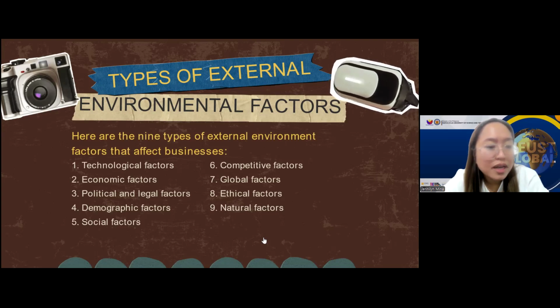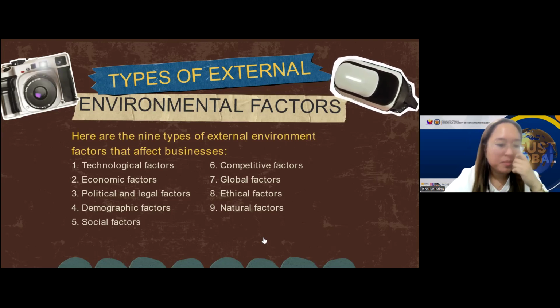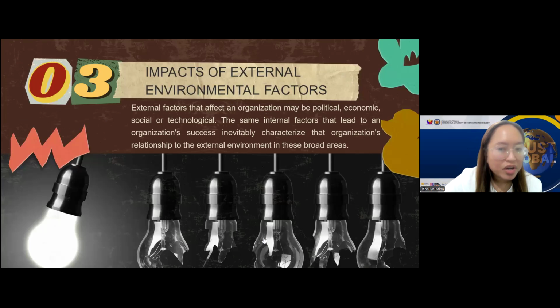Mother nature, the natural factor. A bad harvest or extreme weather can affect food supplies and prices, and being aware of natural risks can help you prepare. All right. So let us try to revisit our example of a lemonade stand.